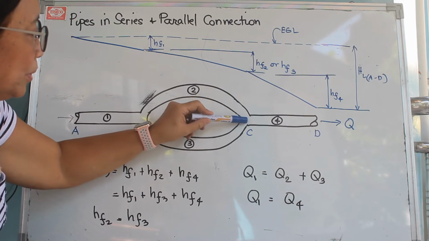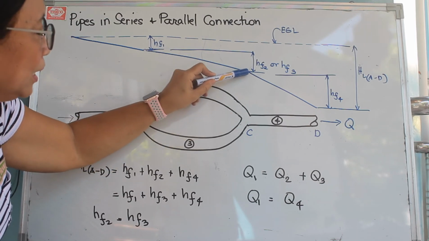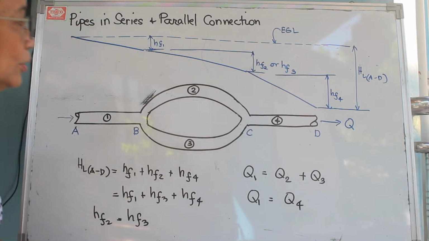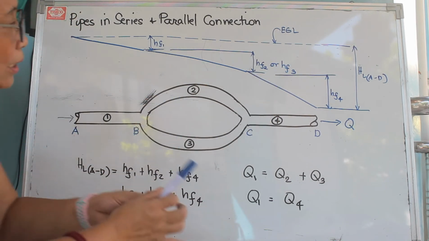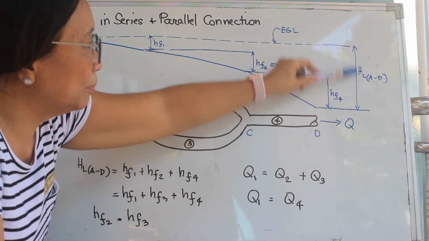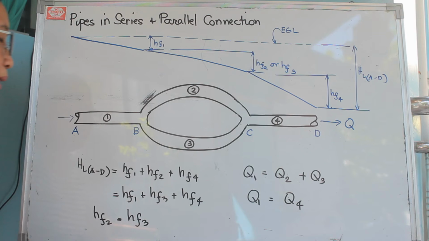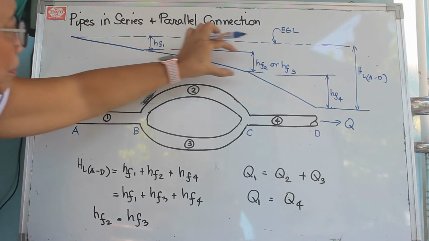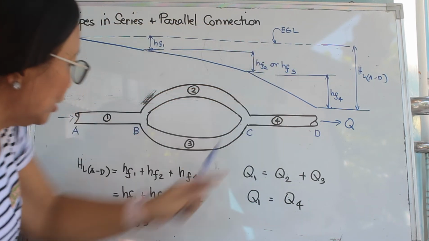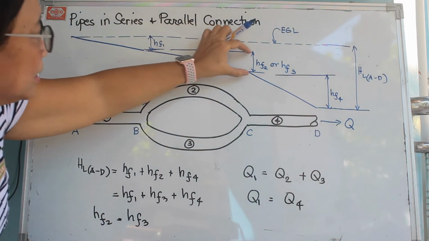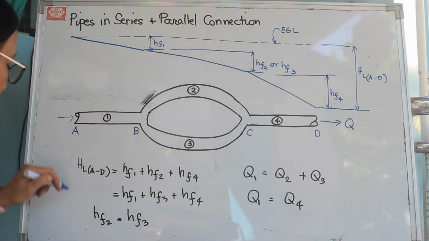And then, as it merges at point C, the energy gradient drops further, HF4. So, ang total head loss niya is the head loss from A to D. Okay, yun ang total head loss niya, represented by this vertical distance. Now, how do we formulate the head loss from A to D? So, it is HF1 plus HF2 plus HF4. Okay, that is one equation. Or, HF1 plus HF3 plus HF4. So, dalawa yung equation natin.